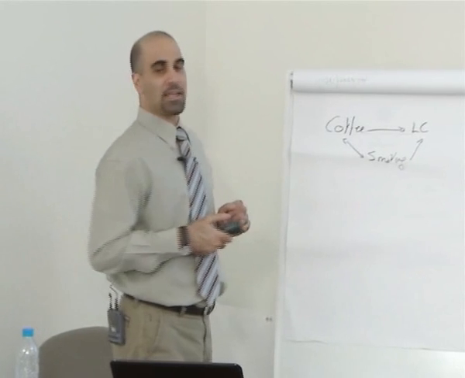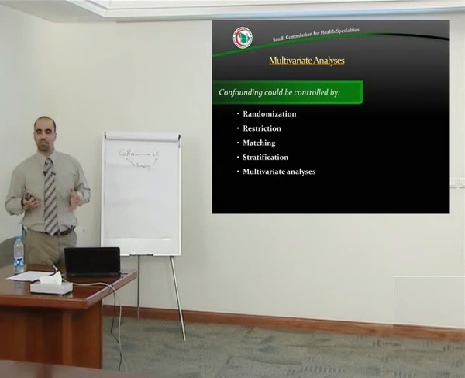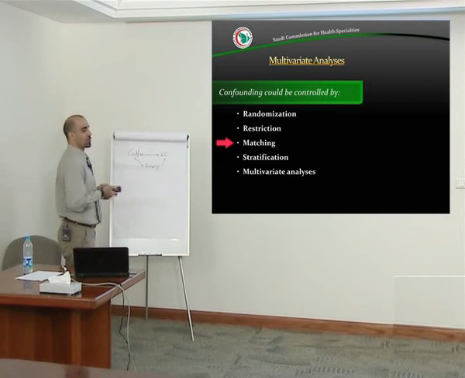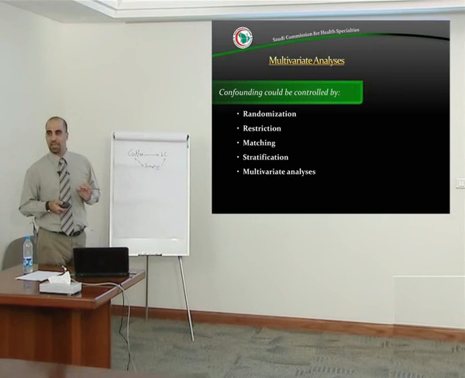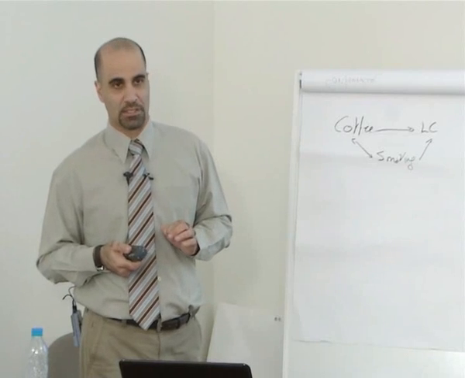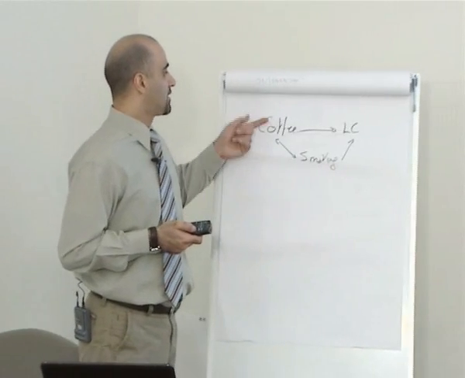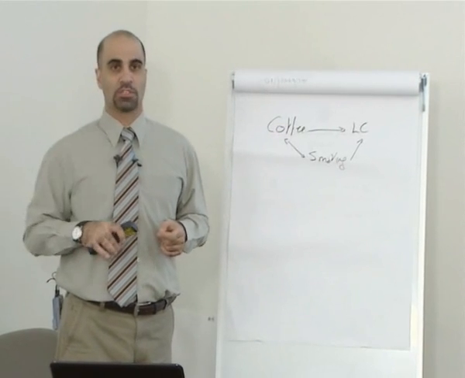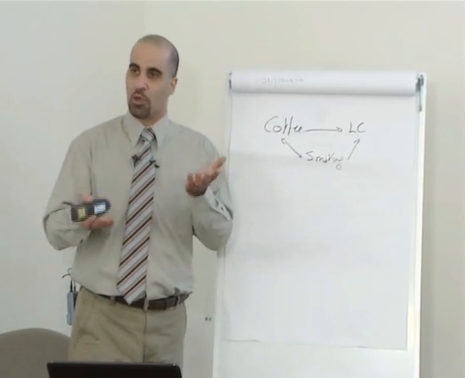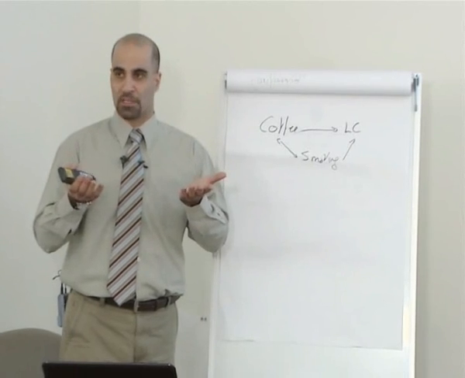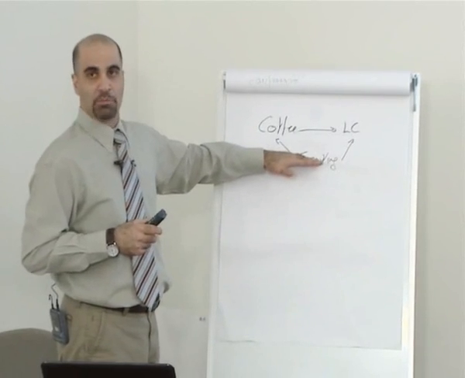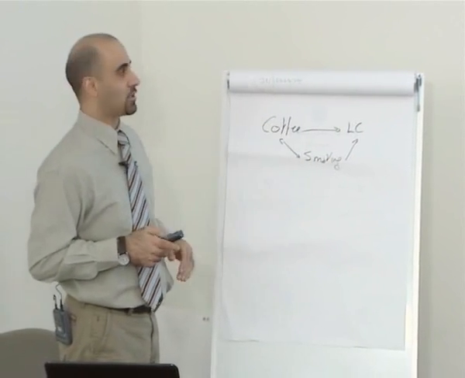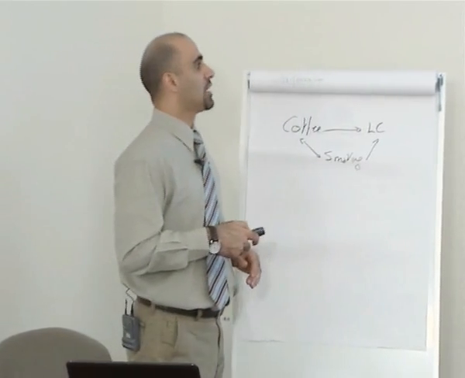But I might have maybe 5 or 6 or 10 different confounders. I cannot keep on restricting because otherwise I will end up with very few people. So I do matching. What does matching mean? Matching is mainly done in case control studies. What it means is that if I take a coffee drinker who is a smoker, I take a non-coffee drinker who is also a smoker. So I'm imposing the equilibrium or the balance between the 2 groups. So eventually, smoking will be evenly or equally distributed between coffee drinkers and non-coffee drinkers. But again, it's hard to implement.